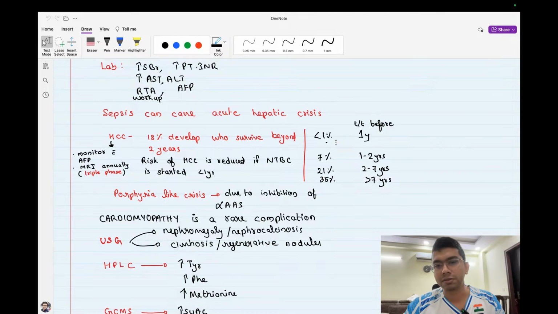So the dictum is, once you diagnose tyrosinemia, start the treatment as soon as possible so that we can avoid complications like hepatocellular carcinoma.